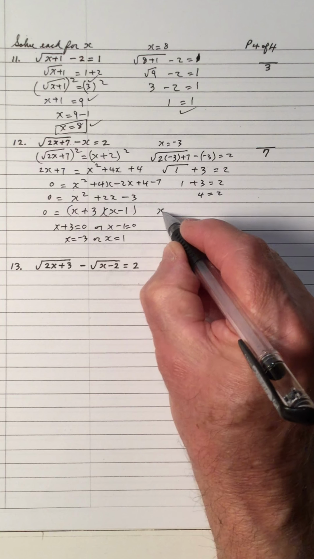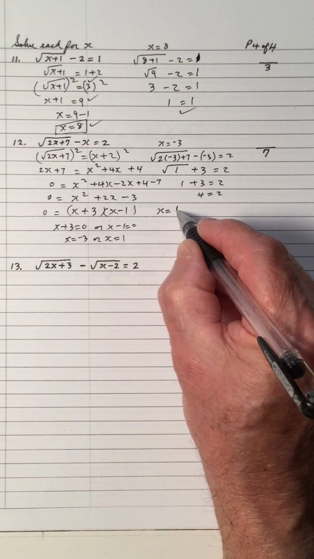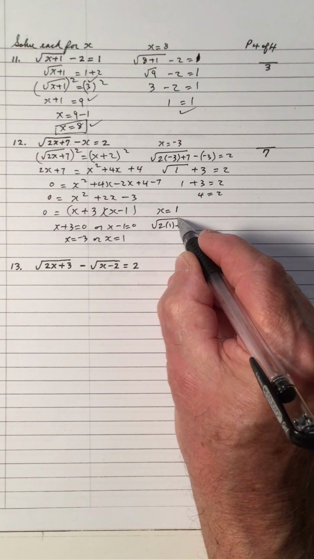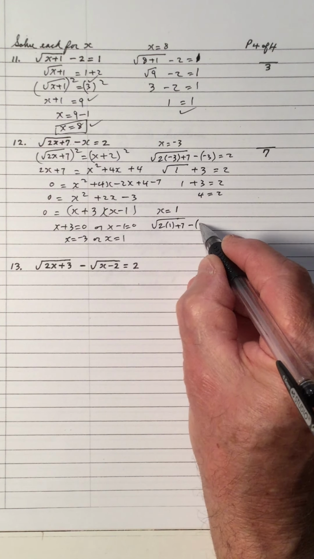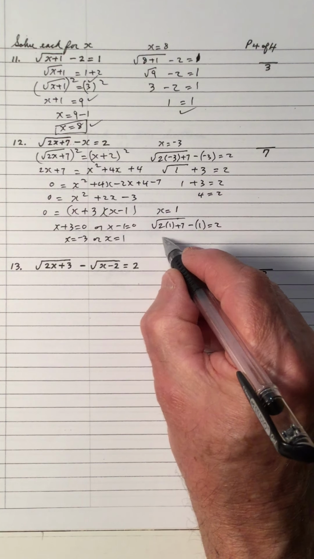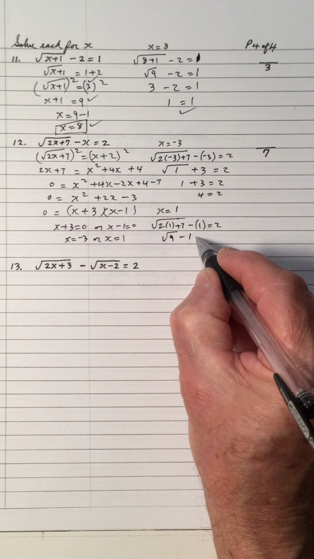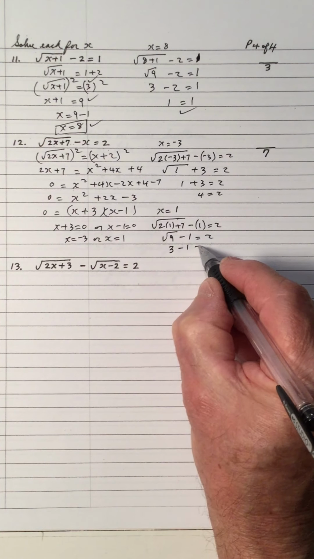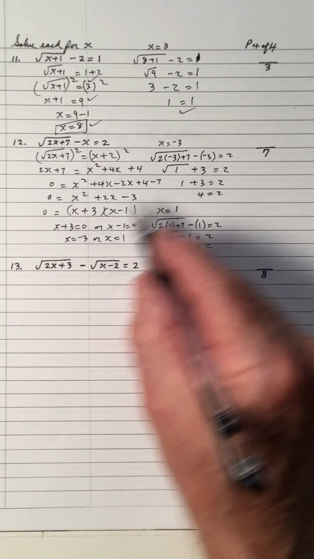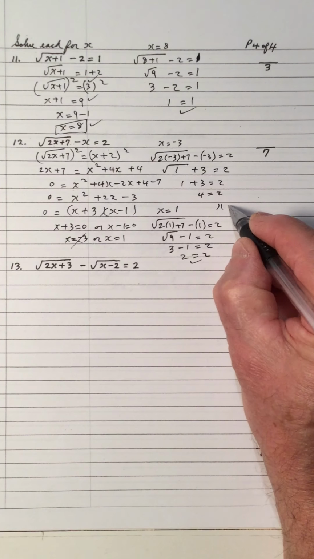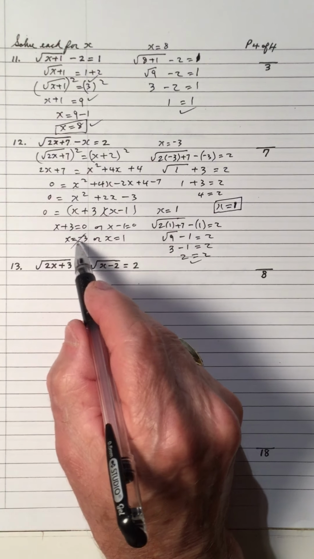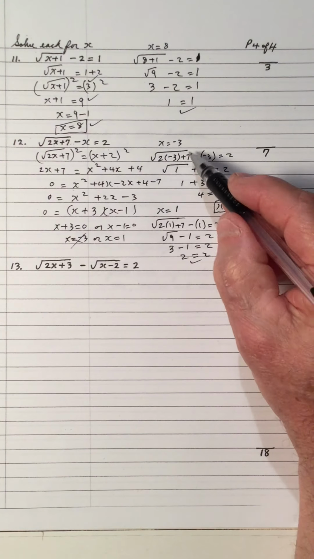So let's try x equals 1. Let's put 1 in the equation. So the square root of 2 times 1 plus 7 minus 1 equals 2. That becomes 2 plus 7 is a 9. Minus 1 equals 2. 3 minus 1 equals 2. 2 equals 2. It works. So negative 3 is not a solution. So x equals 1 is the only answer, because the negative 3 didn't make the equation true.